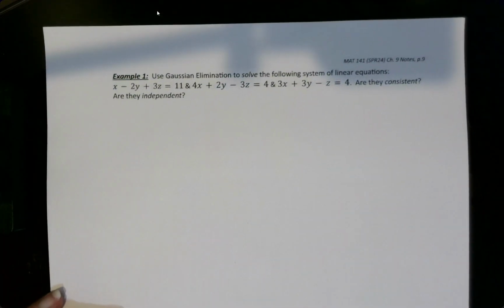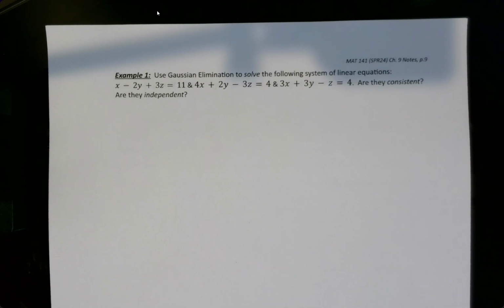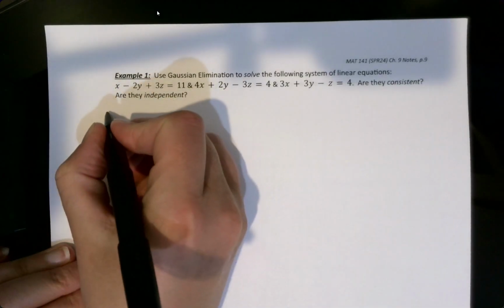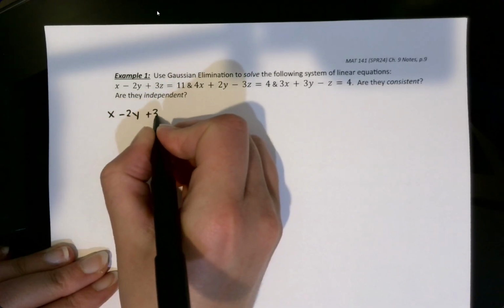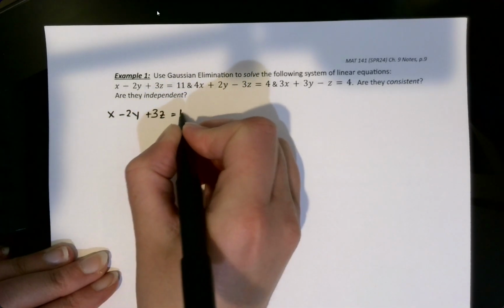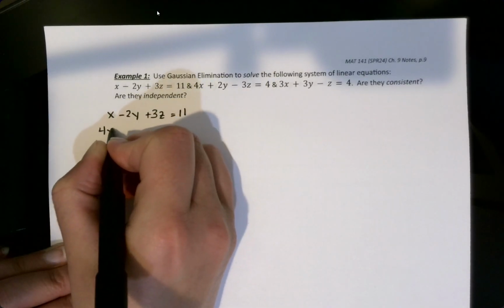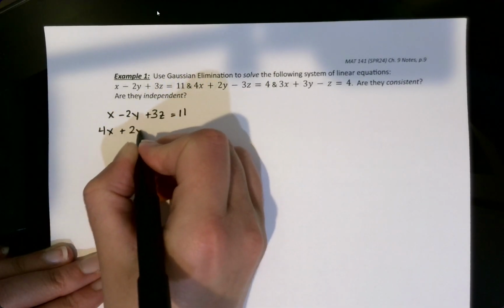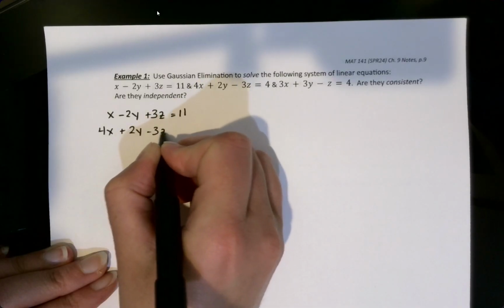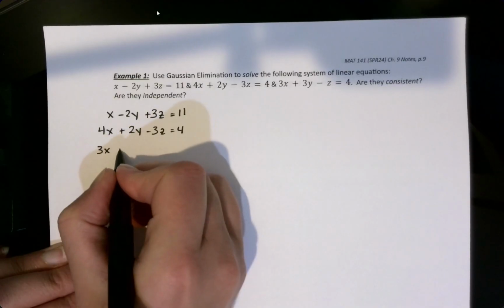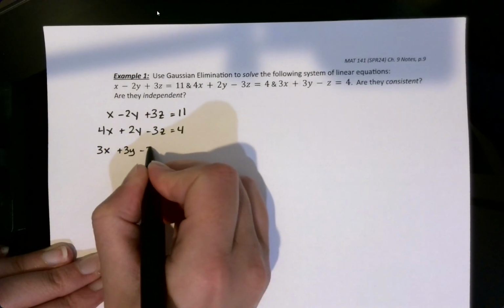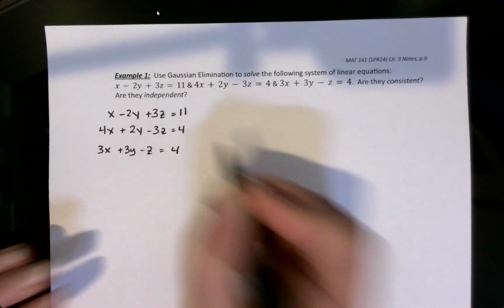We're going to take a look at, I guess, example 1 again. So the next example here, and there are three equations to work from. The first one is x minus 2y plus 3z equals 11. We've got 4x plus 2y minus 3z equals 4. And the third equation is 3x plus 3y minus z equals 4.